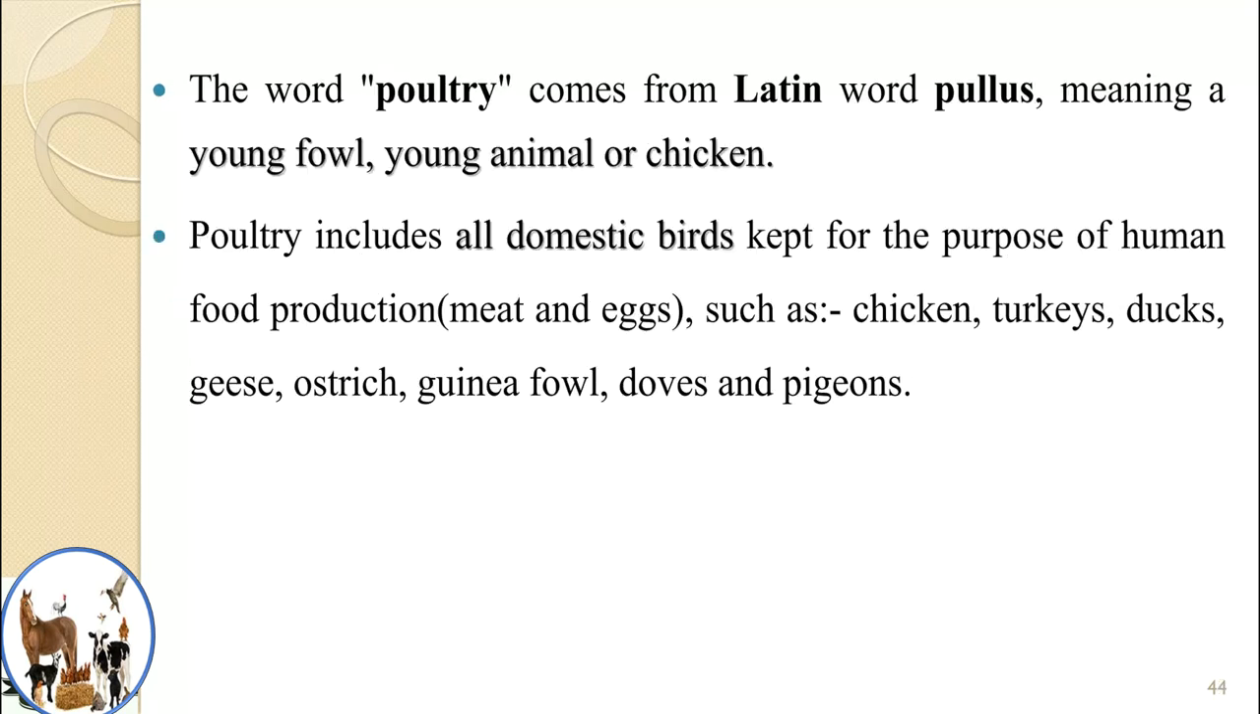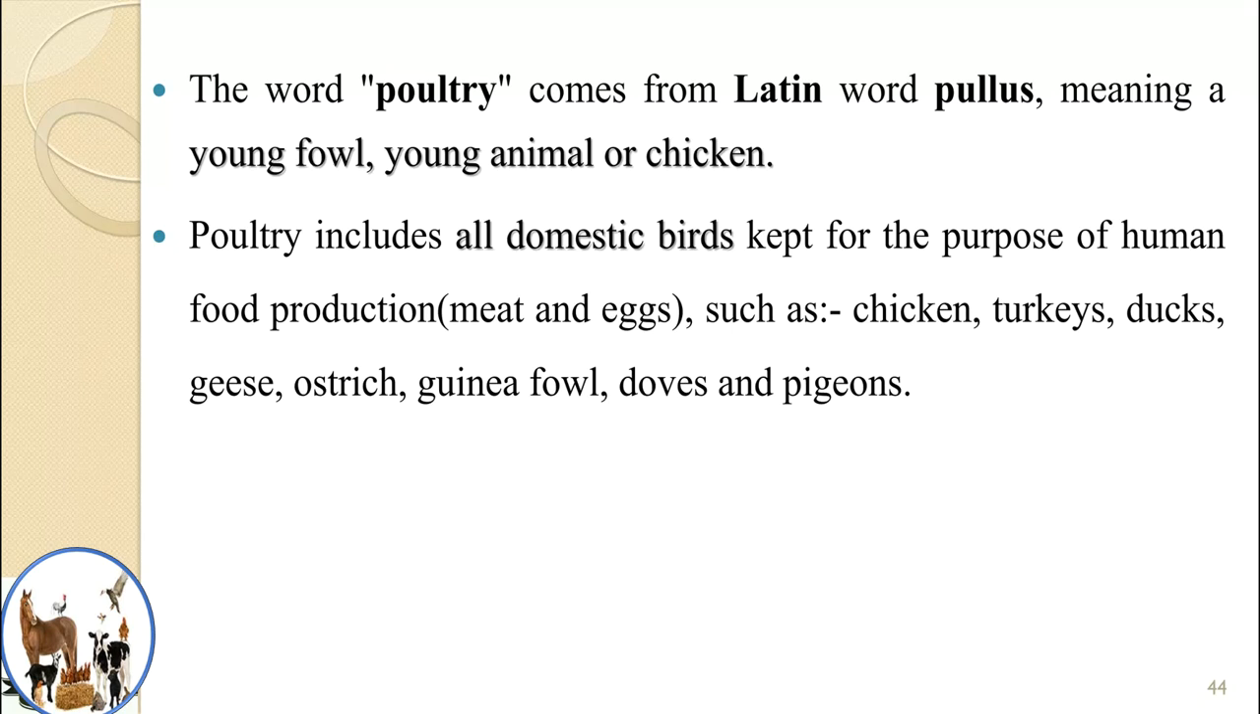Another thing, and it's a big industry in India, is poultry. The word comes from the Latin word pullus, meaning a young fowl or young animal or a chicken. So these are all synonyms. Poultry is a very broad term. It includes all domestic birds kept for the purpose of human food production, for meat and eggs.